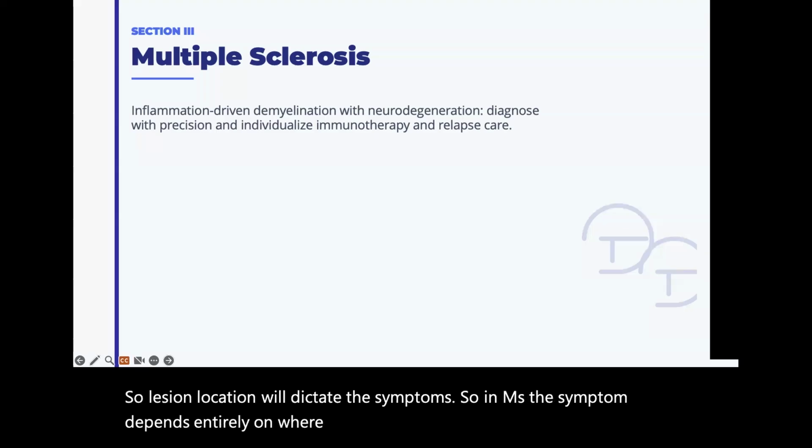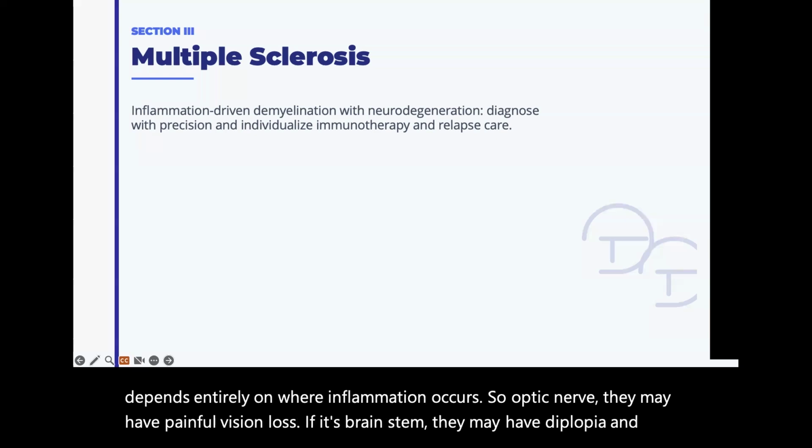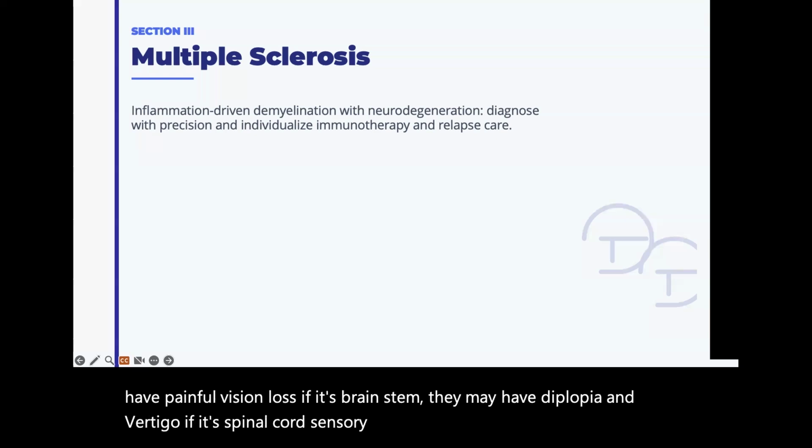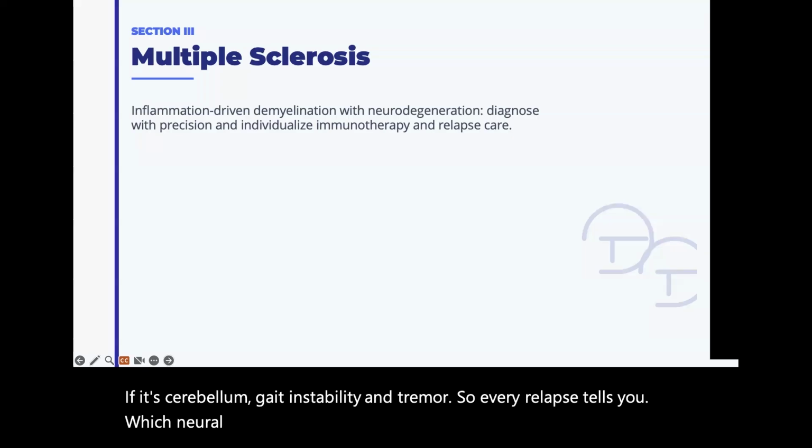So optic nerve, they may have painful vision loss. If it's brainstem, they may have diplopia and vertigo. If it's spinal cord, sensory level weakness and bladder dysfunction. If it's cerebellum, gait instability and tremor. So every relapse tells you exactly which neural pathway is being disrupted.